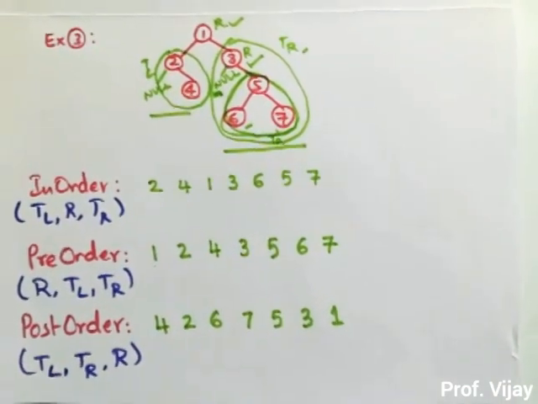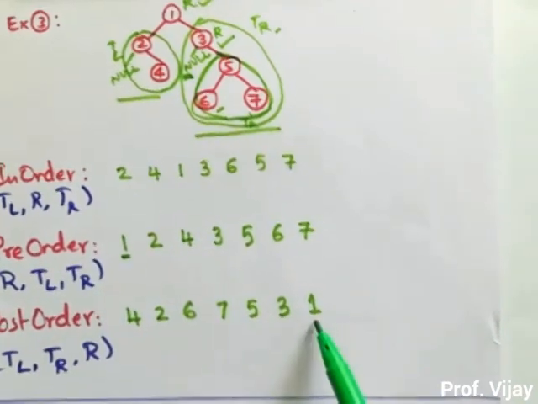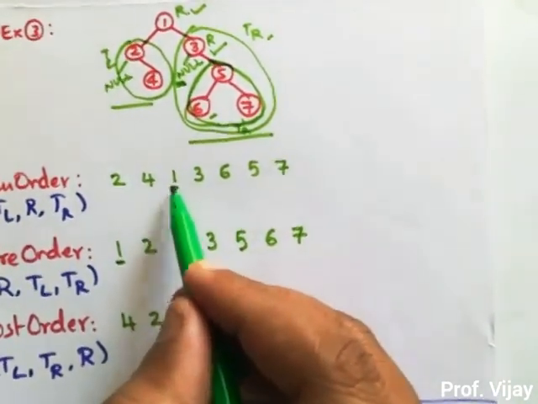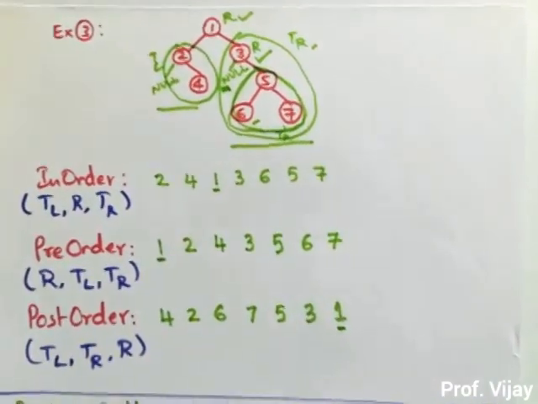As we observed earlier, in pre-order the root is at the beginning, in post-order the root is at the end, and in in-order the root is in between TL and TR. I hope you understood this.